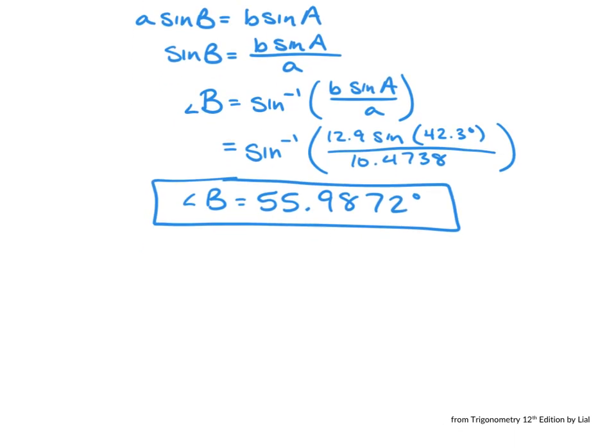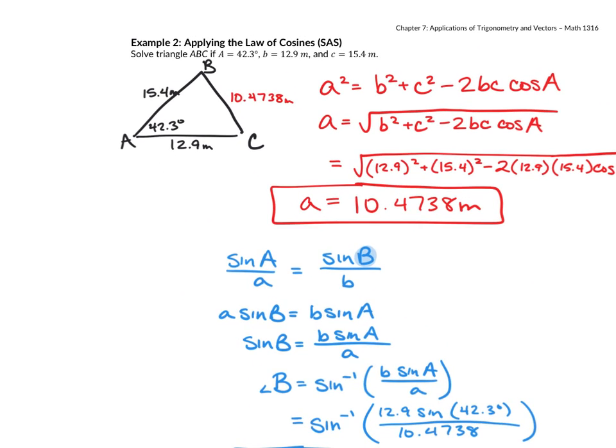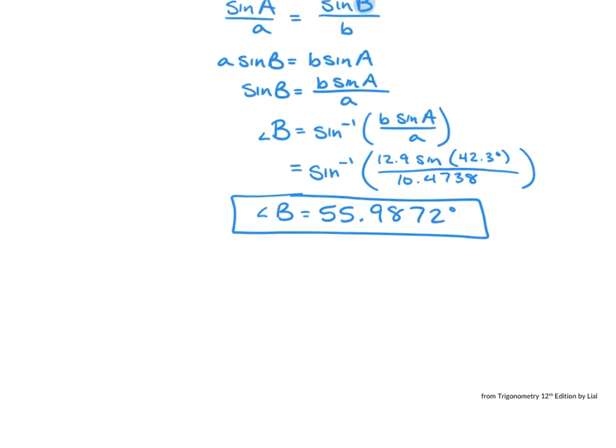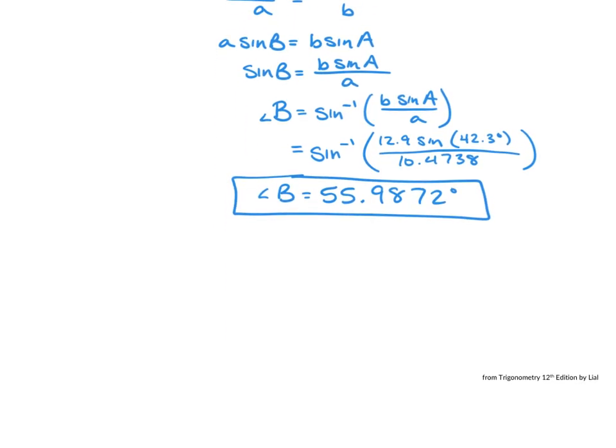Okay. So now if I add this information to my picture, this is 55.9872 degrees. I can either make the next part really hard or really easy. What's the missing piece of information from my triangle now? Angle C. What's the easiest way to find angle C if I know the other two angles? 180 minus the angles. You definitely could do the law of sines again, but why?